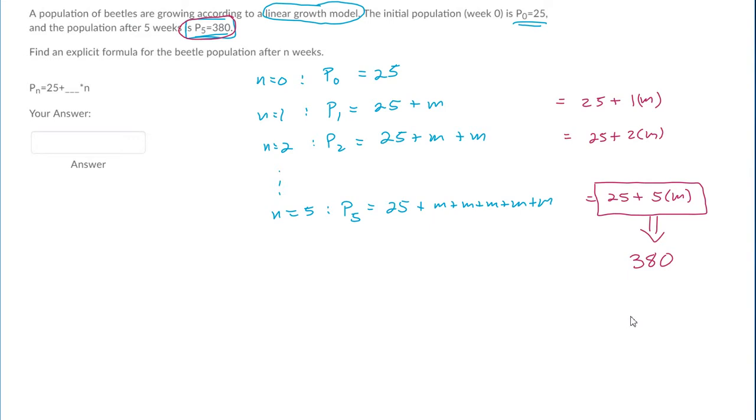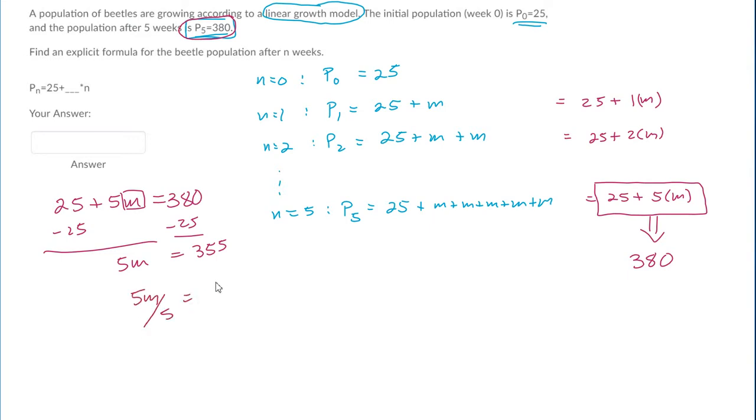That allows us to solve for m. How would I solve for m? Well, I know 25 plus my 5m is 380. So what would I do? I have to move everything away, so move the 25. I get 5m is equal to what? 355. Then I have to divide. So 5m over 5 is equal to 355 over 5, which works out to 71, right? So it turns out that my m is 71.